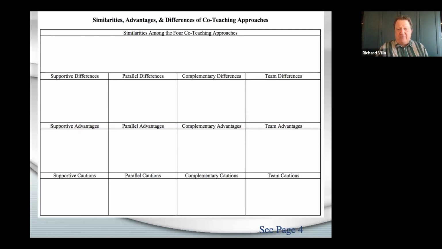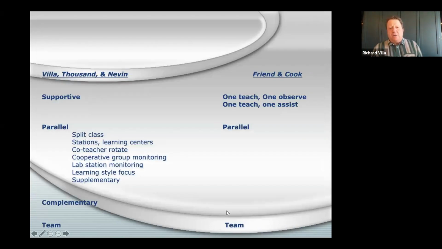Some of you may be more familiar with the work of Marilyn Friend and Lynn Cook. So this slide gives you a little bit of the similarities between them. When we use the term supportive, they use one teaches, one observes, or one teaches and one assists. We both use the term parallel. We break that down into various representations, or as we call it, faces of parallel co-teaching. Something that we talk about that they do not is this notion of complementary co-teaching, and we both talk about team.